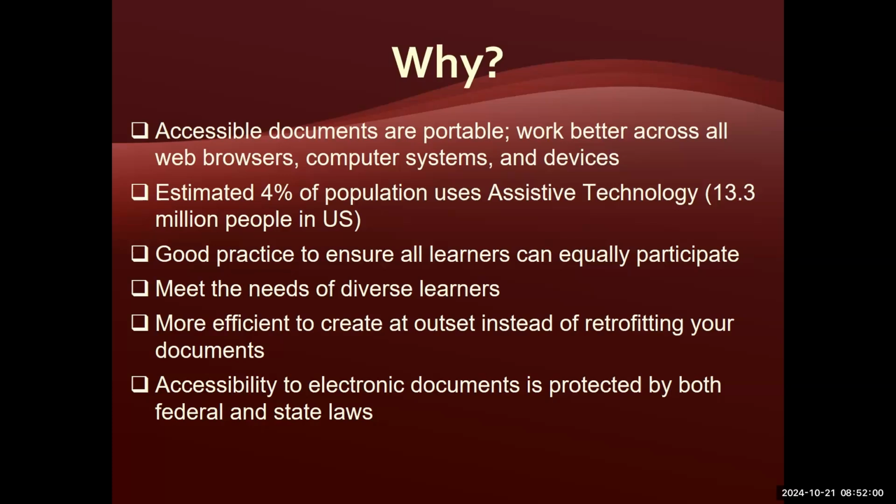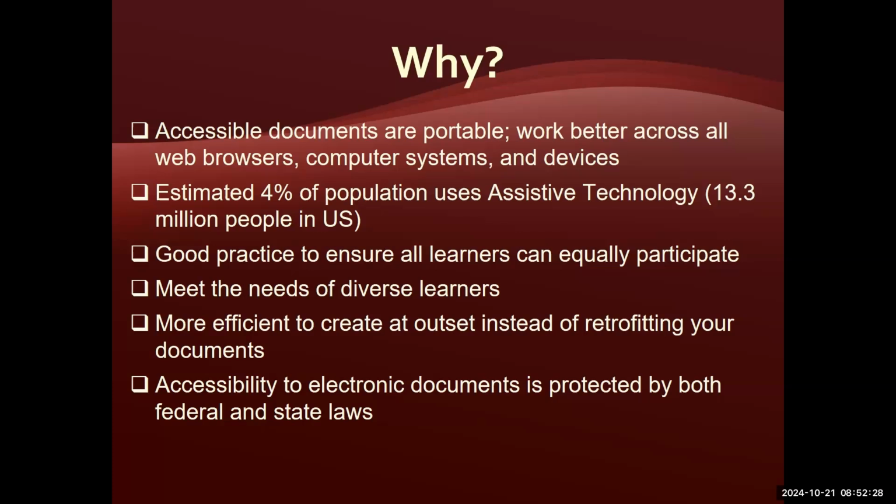Accessible documents are portable. That means they work better across all different web browsers. We know there's really mainly 4 right now. Different computer systems, no matter whether they're on a Mac, a PC, various operating systems on a PC, or even mobile devices. It's estimated that about 4% of the population uses assistive technology. So that's roughly 3.3 million people in the US alone.